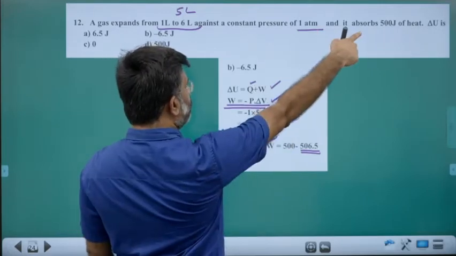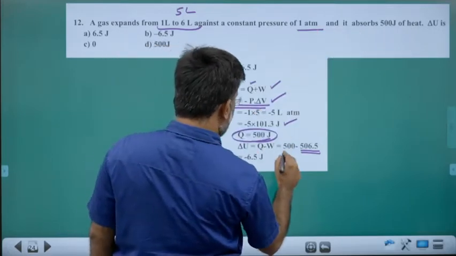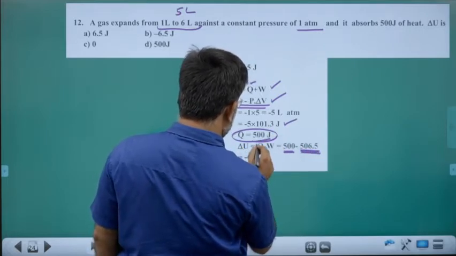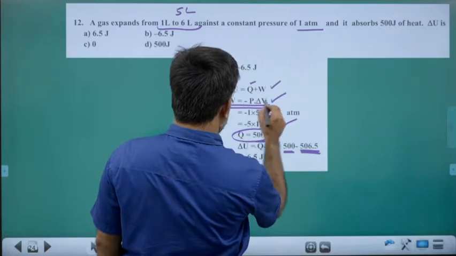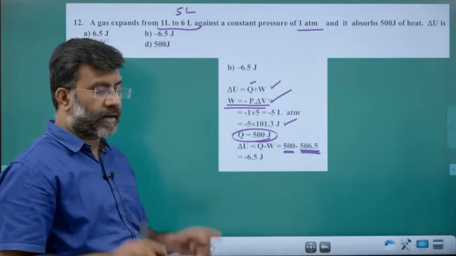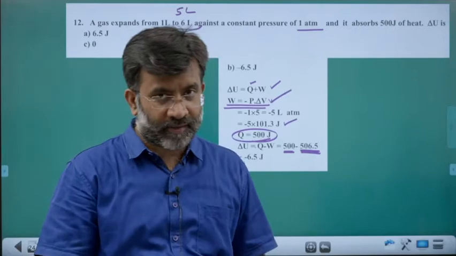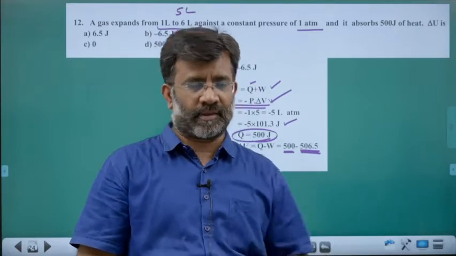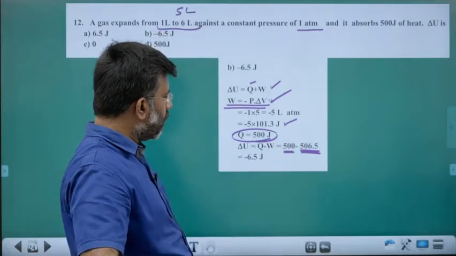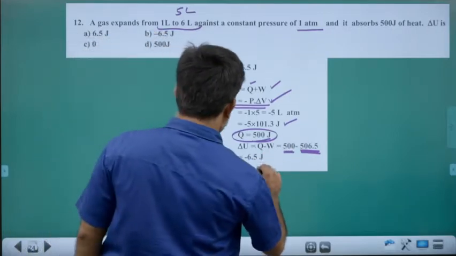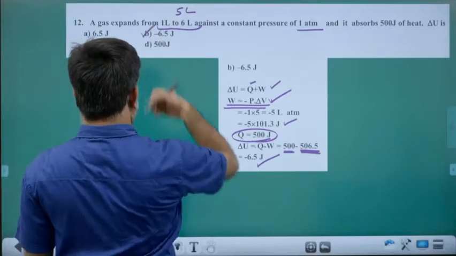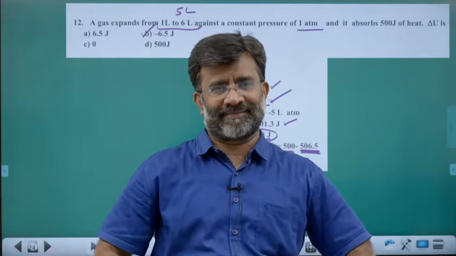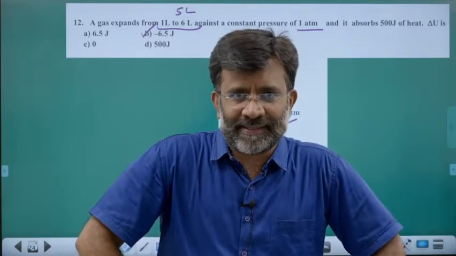It is absorbed, so Q is plus 500 and this is work done, minus. Delta U is equal to Q plus W, and here W is work done, work of expansion, work done by the system. So it will be Q minus W, 500 minus 506.5. You get minus 6.5, option B as the correct answer. First law of thermodynamics. Can we go to the next?